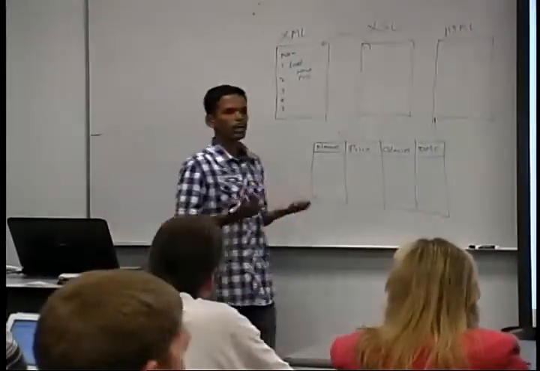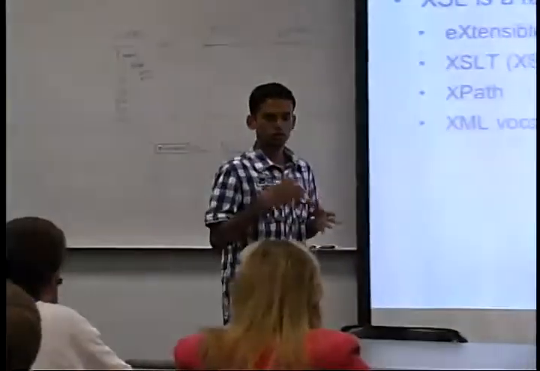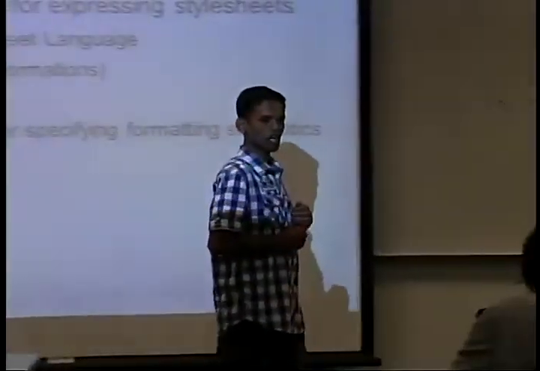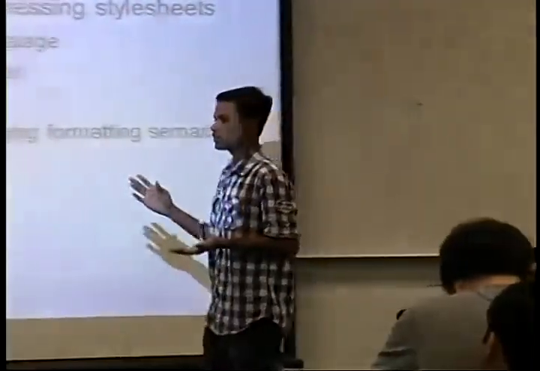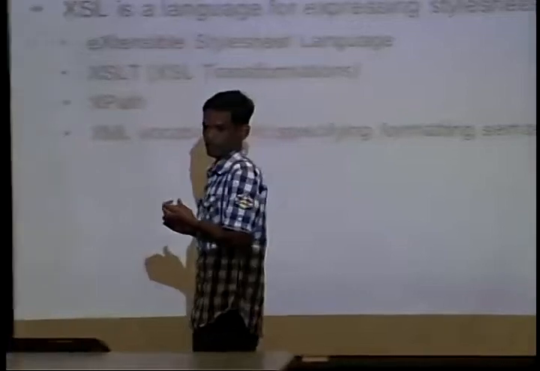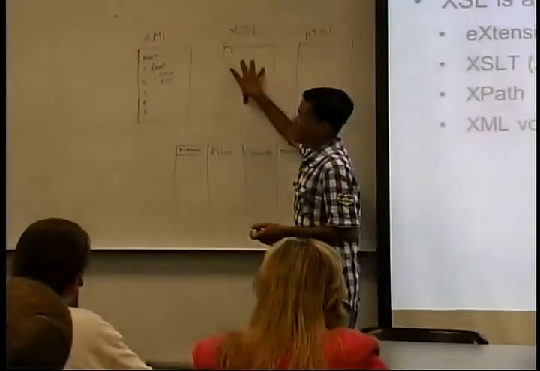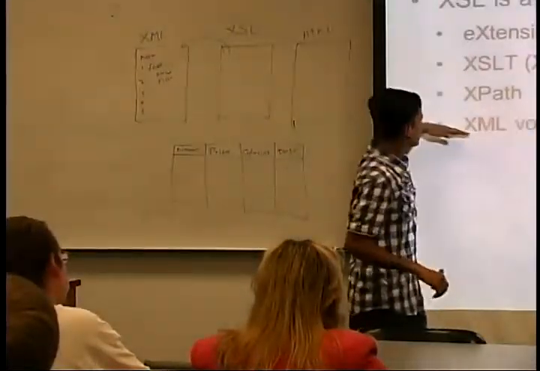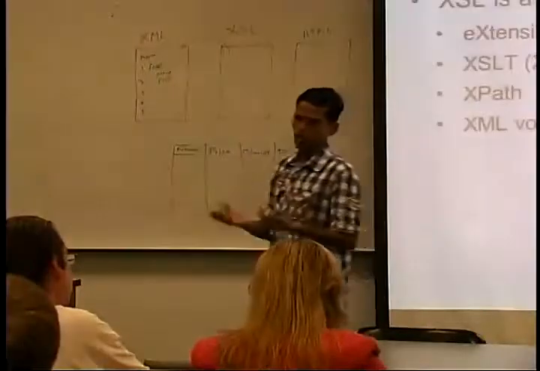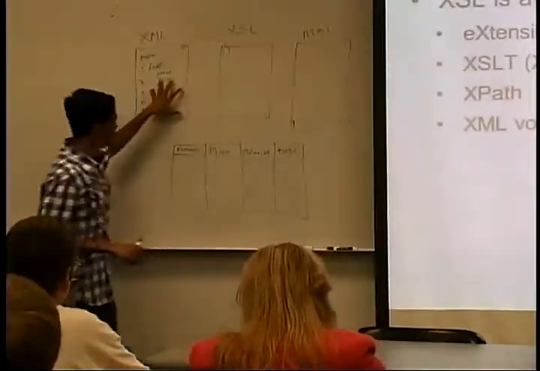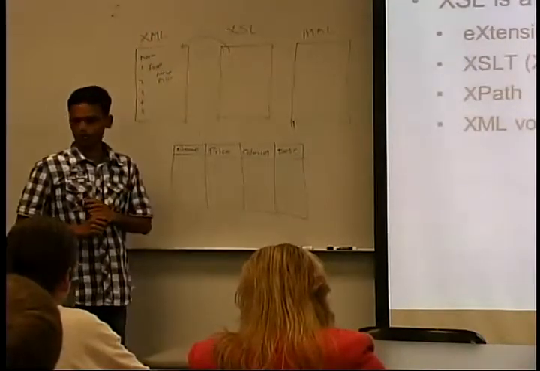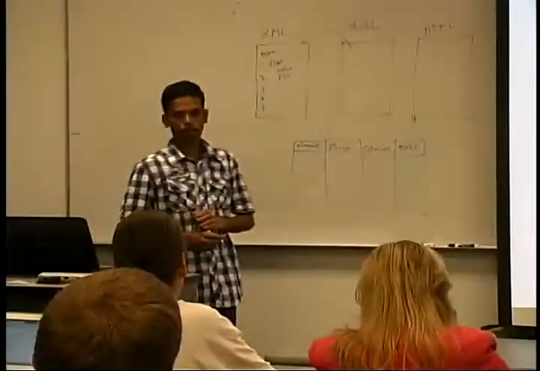Like in Java, you have keywords like class, public, private, and all those things. If somebody wants to write a compiler for Java, he needs to understand what these terms mean. Otherwise, if you just use ad hoc terms, nobody can write software. Likewise, this language has a set of terminologies. XSL consists of that vocabulary, so that somebody can write a piece of software to interpret these things and display it in the format that the user wants. Those are the three components of XSL.